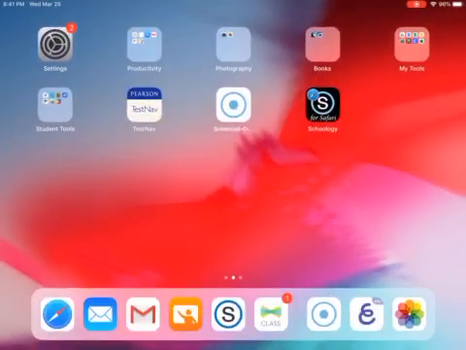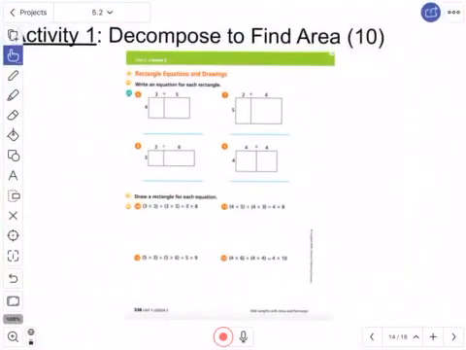Okay, time for the next part of our assignment here. So if you've not gotten to page 338 from Schoology and sent it to Notability, do that quick. I'll pause here if you need to.